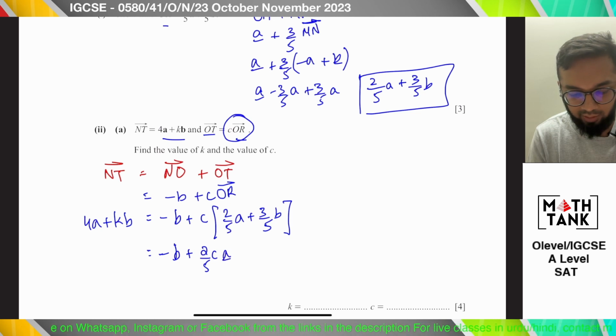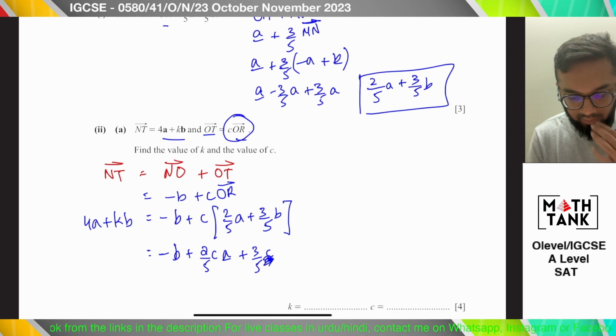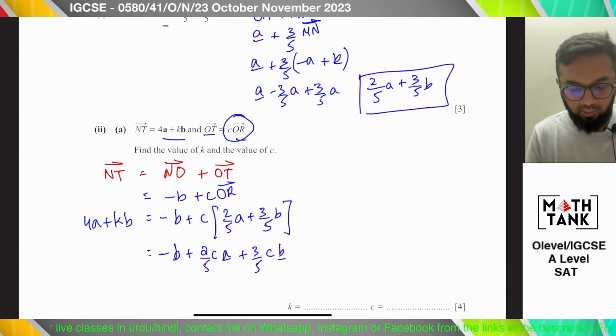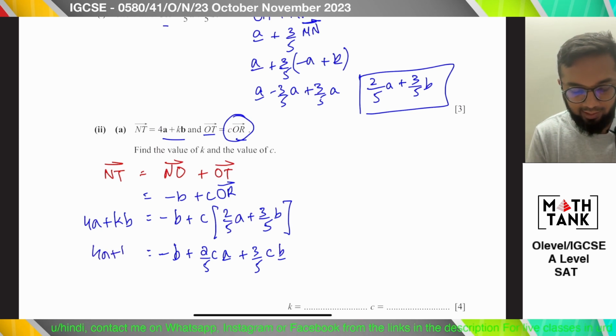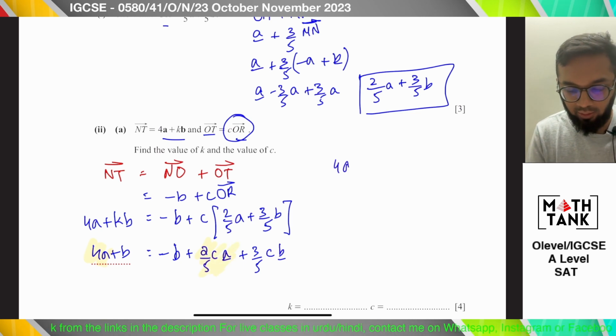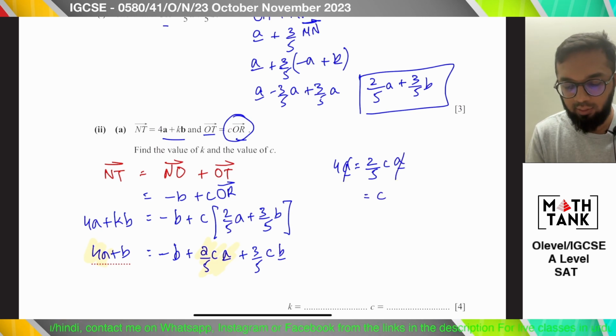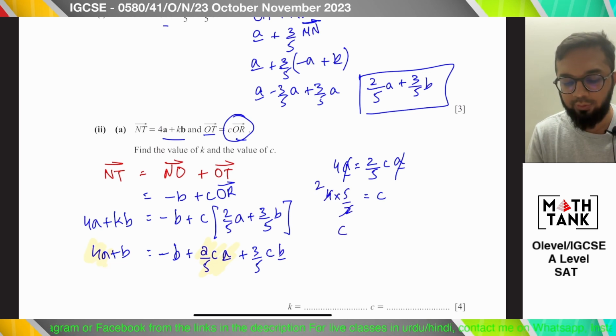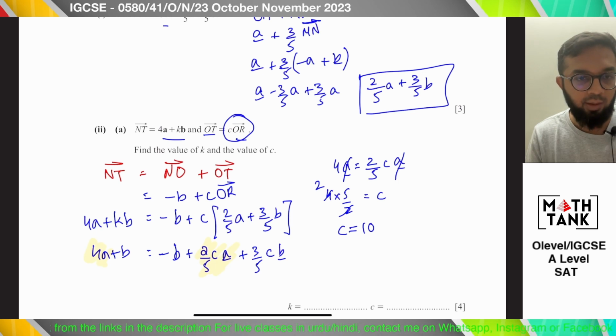So let's try to make sense of what this is. 2/5 C times A plus 3/5 C times, not, this isn't a vector, C times B. So what I can then say is that the vectors of A on this side should be equal to the vector of A on that side. So 4A should equal 2/5 of C times A. A and A cancel out. C is 4 divided by 2/5, which is 4 into 5 divided by 2. So C comes out as 10.